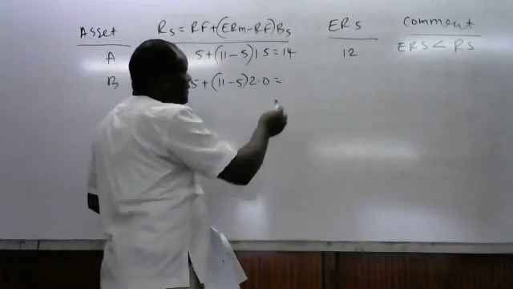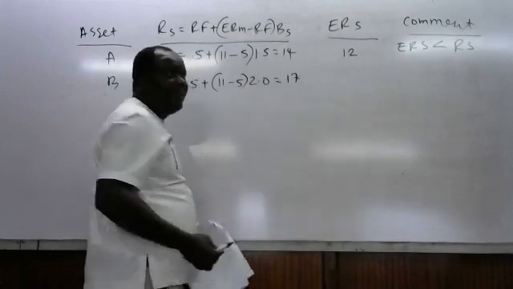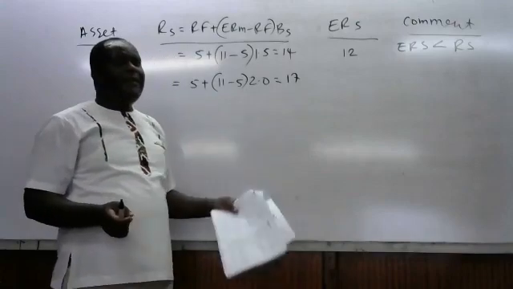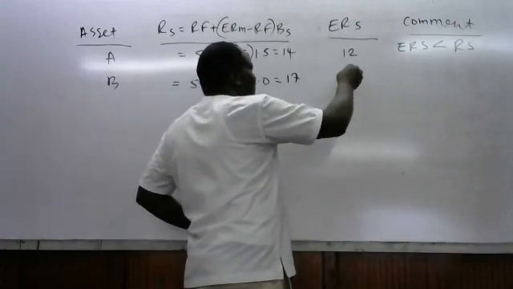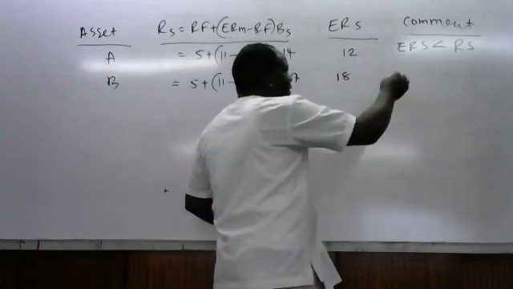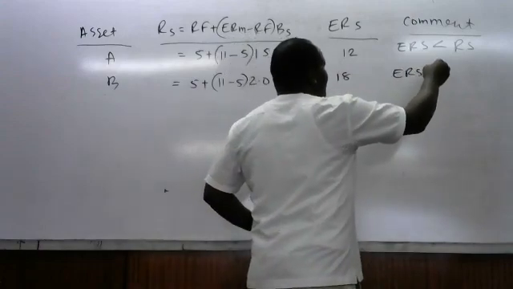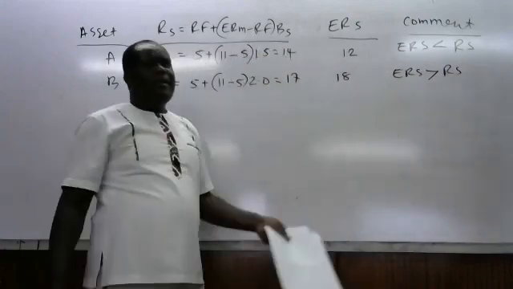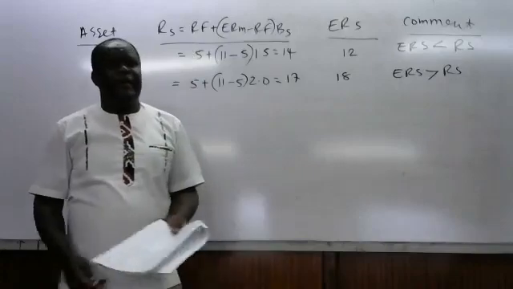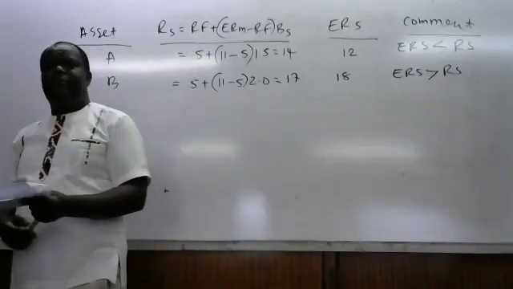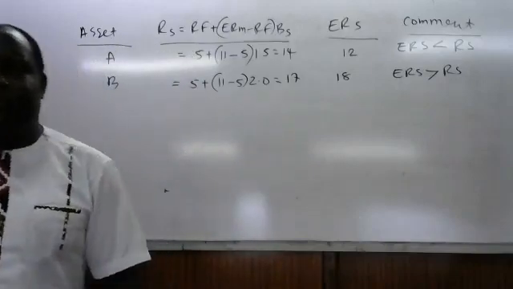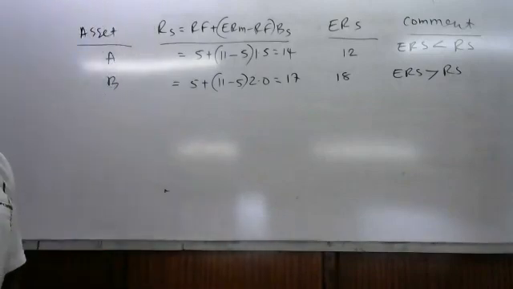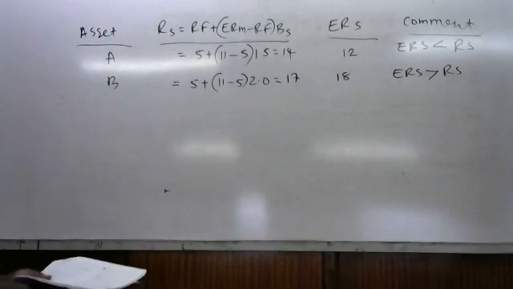Sorry, it's exactly 17. And then the current return is 18. So it is super efficient, because the expected return for the security is greater than the return for the security. Therefore, it is super efficient. That one, you comment, it is super efficient.